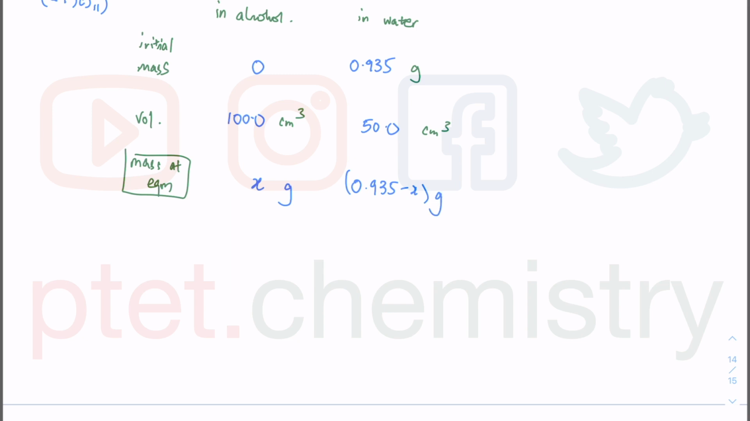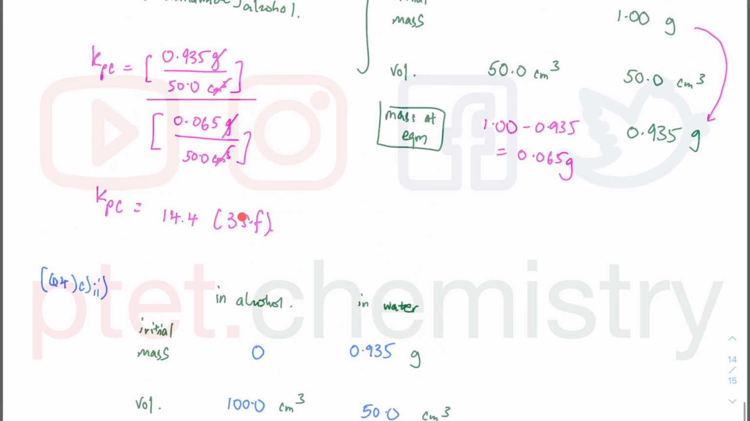But we know that under the same conditions, so they say under the same conditions, this experiment was repeated, but with a larger volume of alcohol. So the KPC is going to be constant as per the value calculated from the previous part of the question.